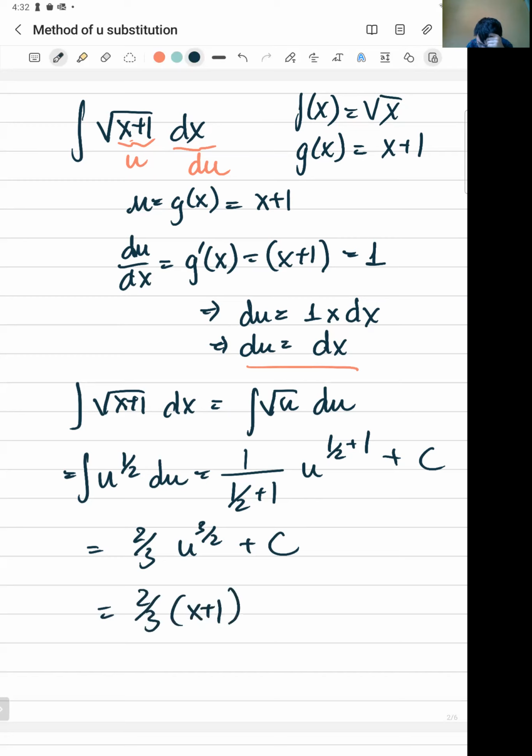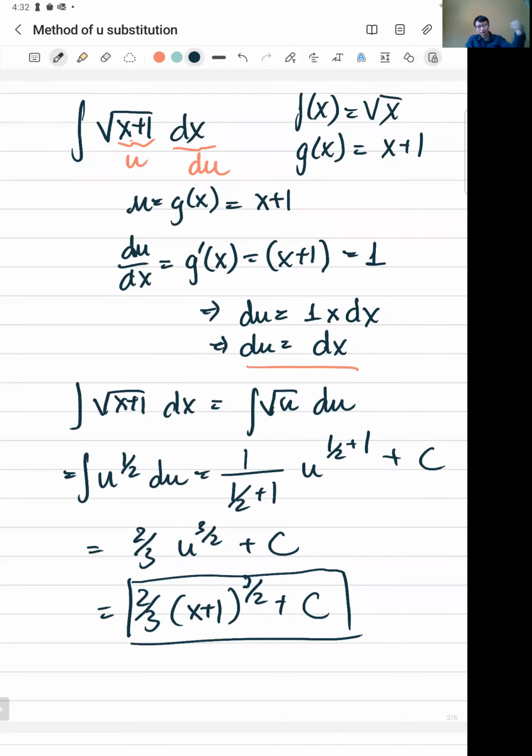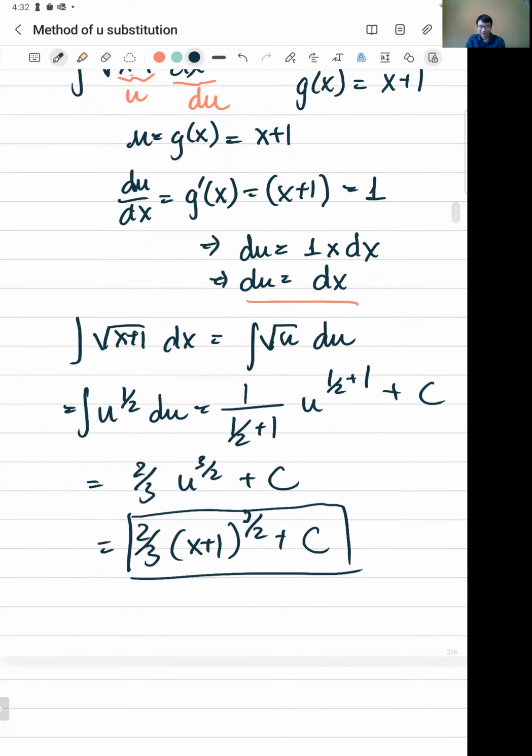x plus 1 to the power of 3 over 2 plus c. And this is my answer, and it's exactly the same answer as the guessing video and the previous video when I talk about guessing again. Yeah, that's great news, right? And you can use either the guessing method or substitution whenever you see this kind of technique.